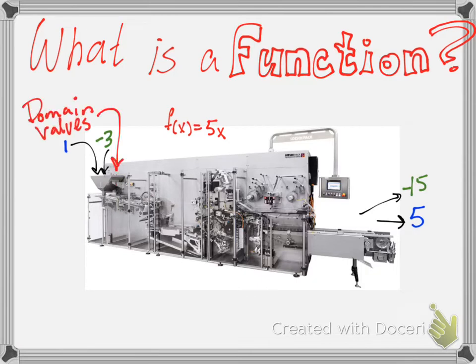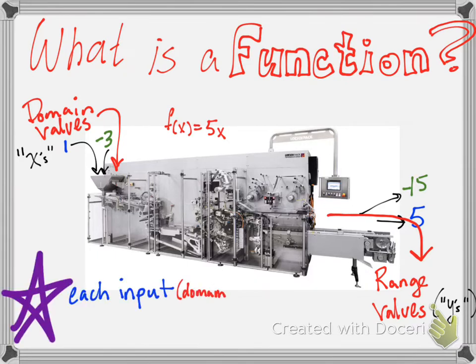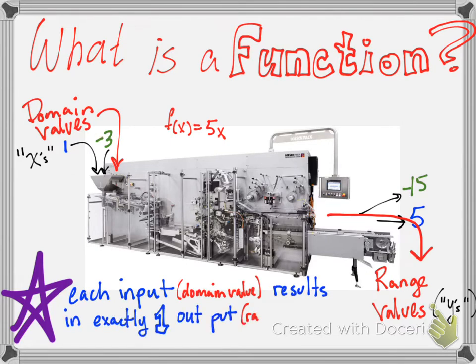These input values are called domain values. All the domain values together is considered the domain. All the outputs together is the range. So each of these range values corresponds with one domain value. All of them together is called the range. So typically it's the x's that are input values. We think of the y's as the outputs, especially when graphing. So the key idea is each input has only one output.